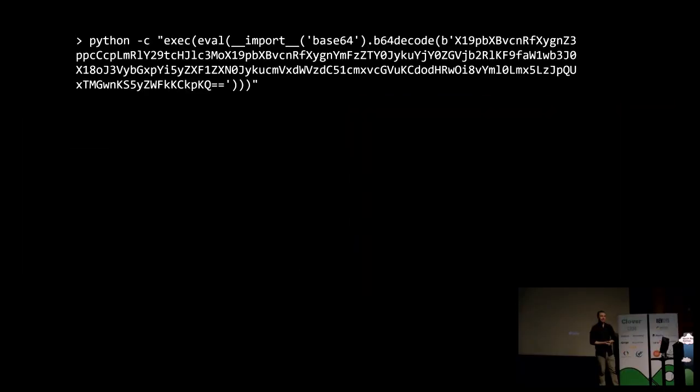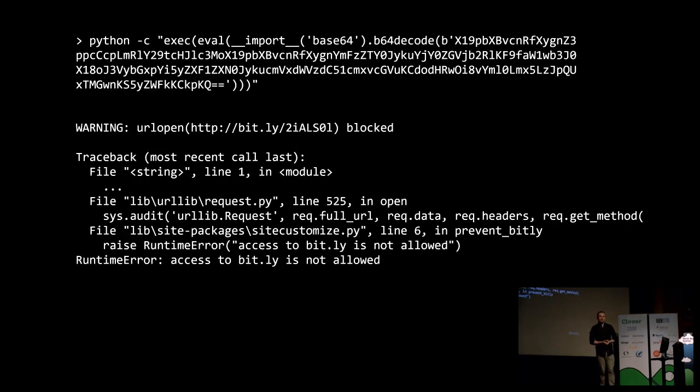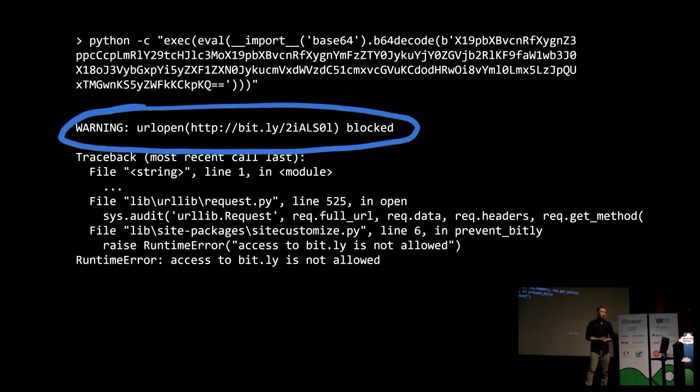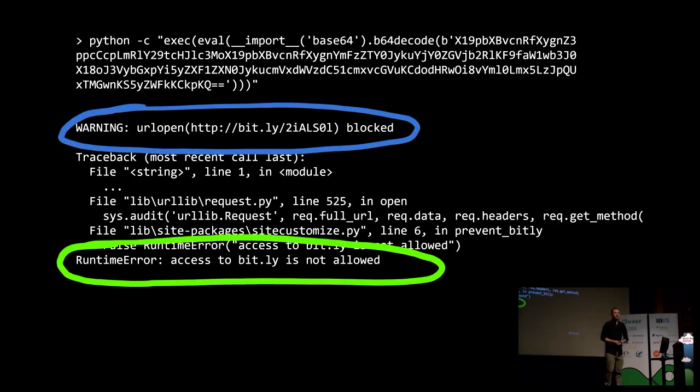So when we run this sample again, instead of getting the nice ASCII art, we get a warning message. This is the print. This is telling us, hey, someone's trying to download from this URL. We also get an error. It's actually just blocked. And those tools that were downloaded are completely and entirely blocked.